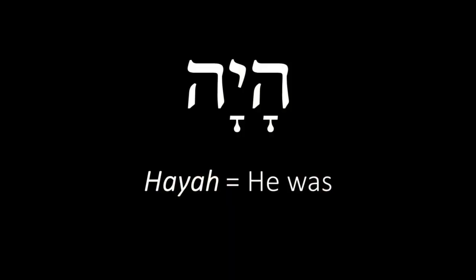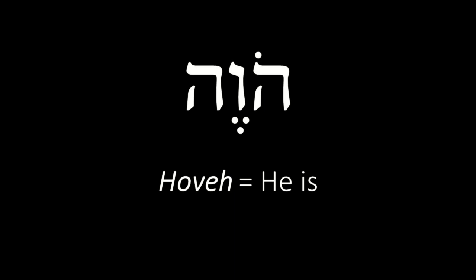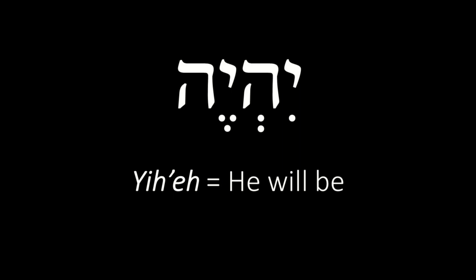It is interesting that when you look at this word, it seems to be, and a lot of scholars would say this, a combination of variations on the verb to be. For instance, the verb he was is haya. The verb he is, which in Hebrew there isn't really a he is, but if you were to arrange the word, it would be hoveh. And if you say he will be, it would be yehieh. If you put all these together, you seem to get the name of the Lord.